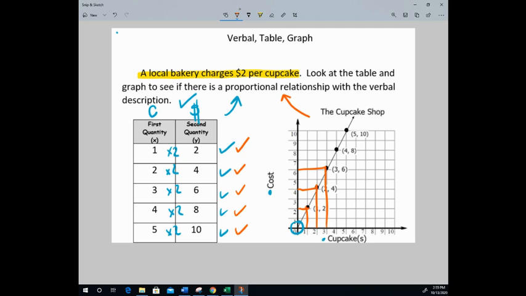So all you have to do is take your verbal description, you can put it in a table, check the constant of proportionality, and then whenever you go to graph, one, you want to make sure that it's going through the origin, and you want to make sure that you're also keeping the same constant of proportionality between each point.